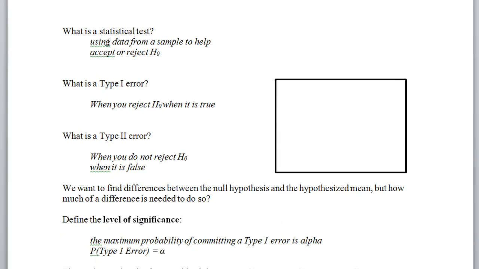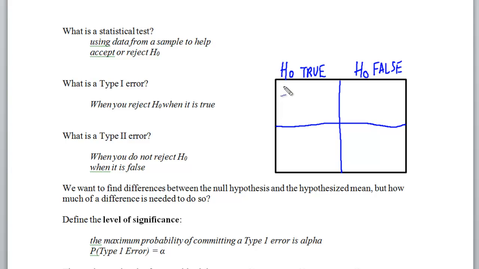We're going to talk about a statistical test. Now, statistical tests use data from the sample to help accept or reject the null hypothesis. The null hypothesis can be one of two things: so let's put H sub 0, because we're going to either have the null hypothesis true or the null hypothesis false.